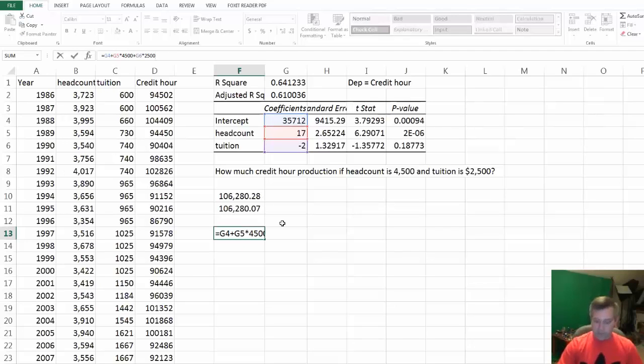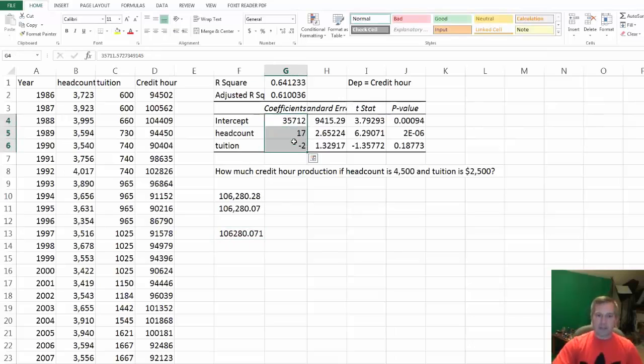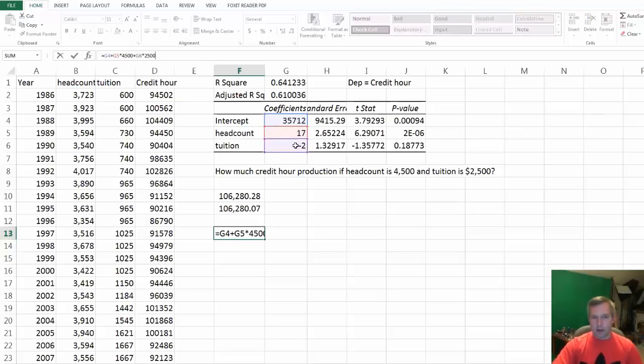Even when I chopped it down this way, like I didn't show those decimal places here, this formula didn't change. The result of that equation is exactly the same, because Excel knows that I don't just want -2. I want the entire coefficient spread out to as many digits as Excel is able to handle.